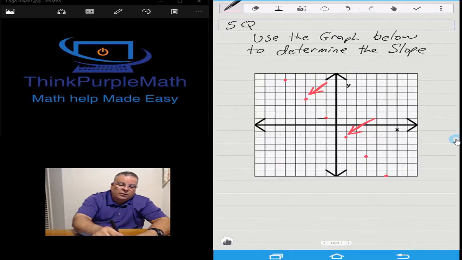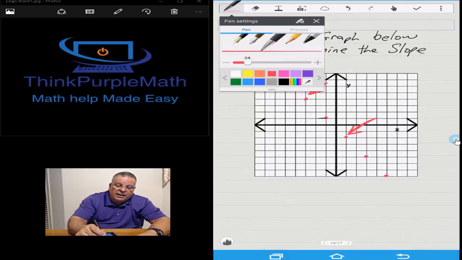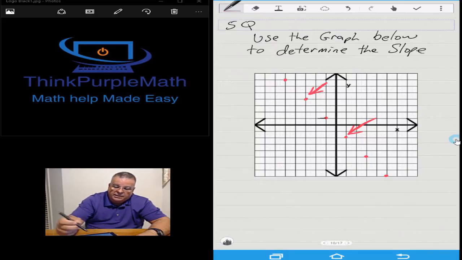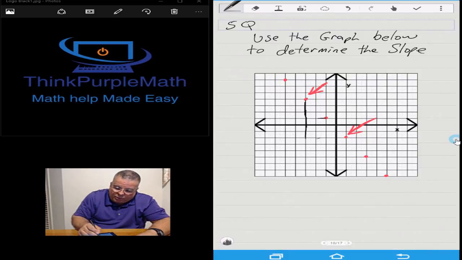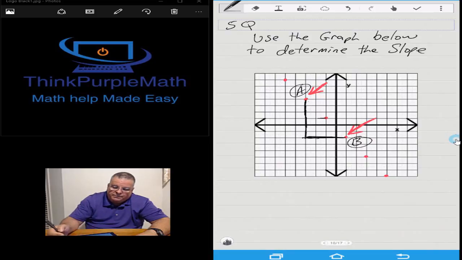Okay, so we're still going to get negative 3 over 2, but it's going to take us a little more effort. We're going to go down, and I'm going to go with the black marker, and then we're going to go right until we hit that point. Okay, so there's our little triangle or angle. It's a right triangle, right angle. So I'm going to go from, let's call this point A, and we'll call this one here point B.